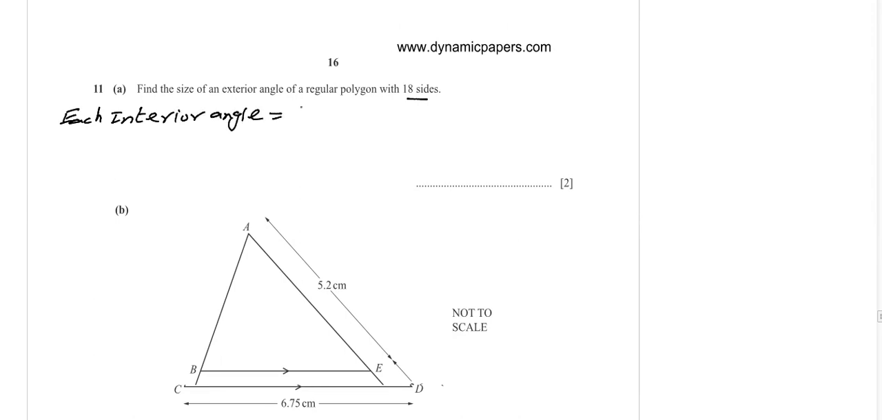Each interior angle will be (n minus 2) times 180 divided by n. Now, n is the number of sides, and in this case, the number of sides is 18. So each interior angle will be (18 minus 2) times 180 divided by 18. So what will be each interior angle?